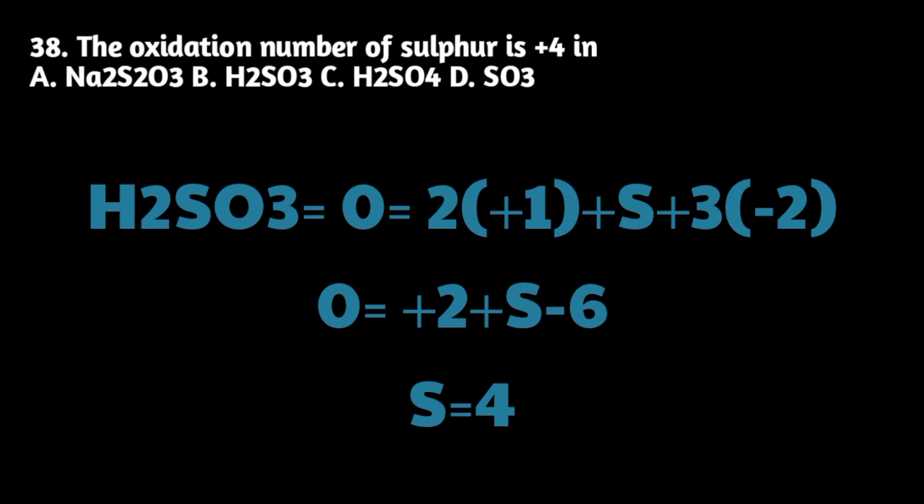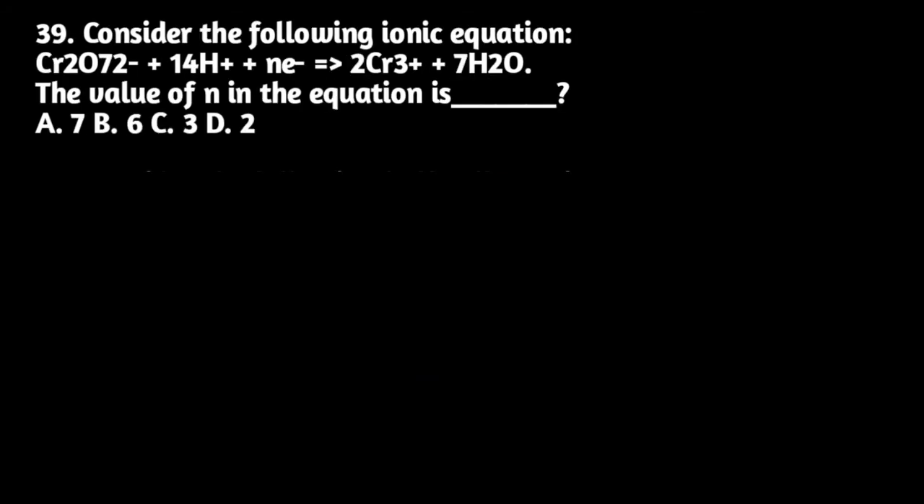As you can see on the screen, how I get them one after the other. Question number 39. Consider the following ionic equation. The value of n in the equation is dash.